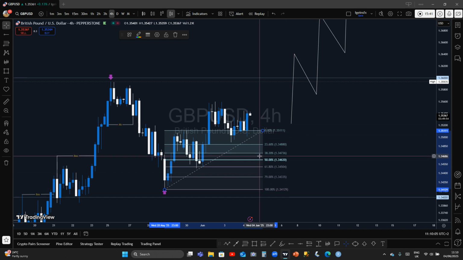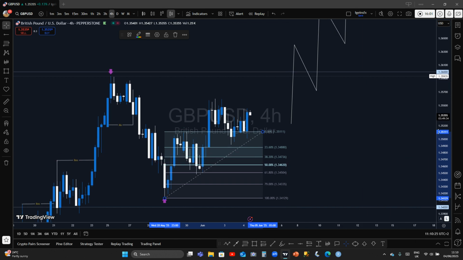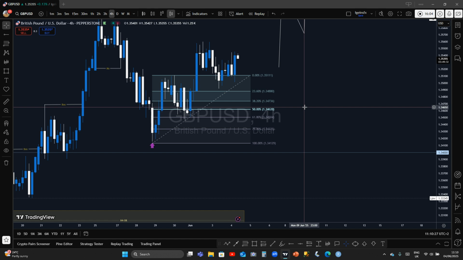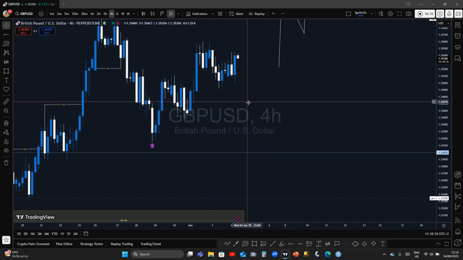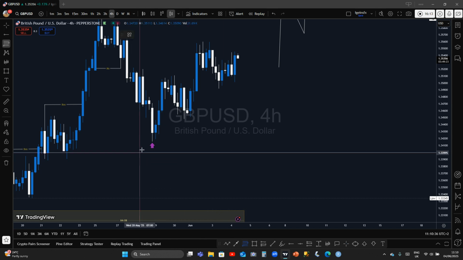Or if you get to this 38.20, all these are continuation levels, 23.60, 38.20. These levels are what? Continuation levels. Price will return, get to that point, find a support, then it will start pushing to the upside. So the one I'm teaching you guys right now is how to get an entry.